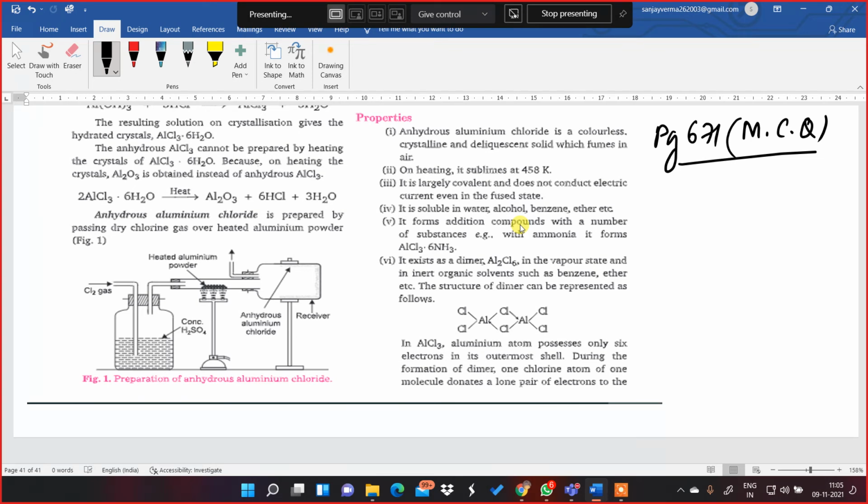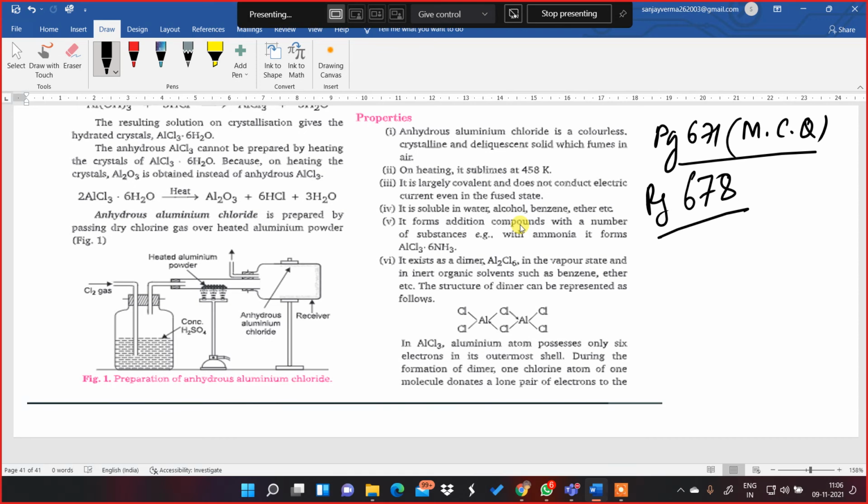In our book it's 678. Yours is a new book, I think? Oh yes, sir. Then no problem, you can refer to your books. Those are for the new books. Refer to page 678, that will be sufficient.